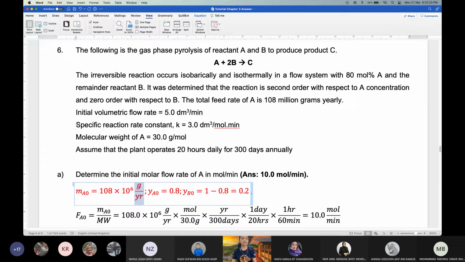Next, they give us the initial volumetric flow rate. Okay, this is epsilon naught. Epsilon naught is 5 dm cube per minute. So we know epsilon naught is 5 dm cube per minute. They give us the K, 3 dm cube per mole minute. In this question, the K is not specified at which temperature.